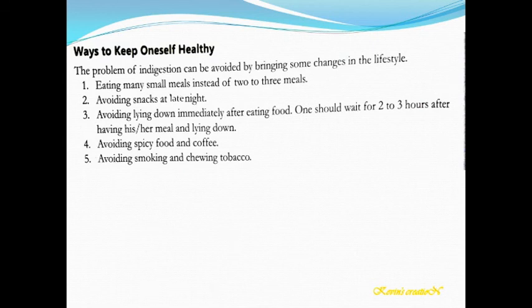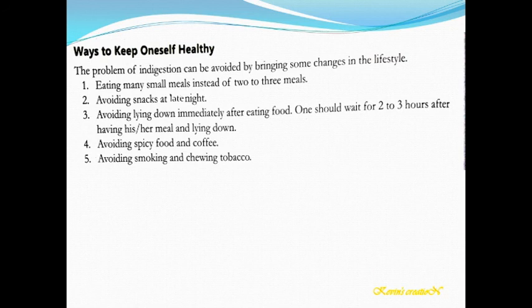And the last one here is how to keep yourself healthy. Eating many meals instead of 2 to 3 meals. You can take food at regular intervals instead of taking maybe 2 times only and eating more. So you can avoid that. Avoiding snacks at late night. So late at night, don't go for meals. Maybe 8 o'clock, 7:30, usually here you will take dinner. That is more than enough.